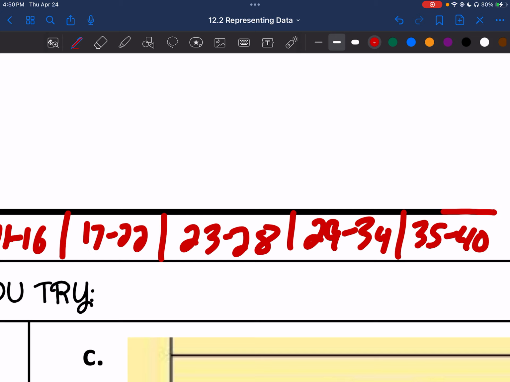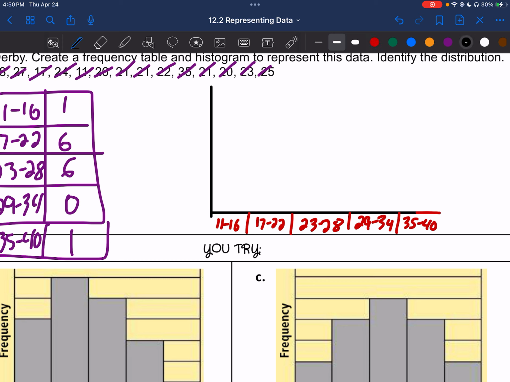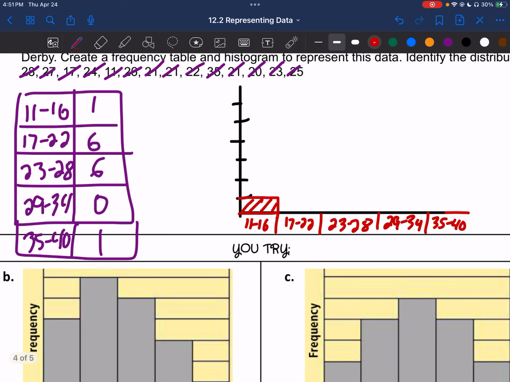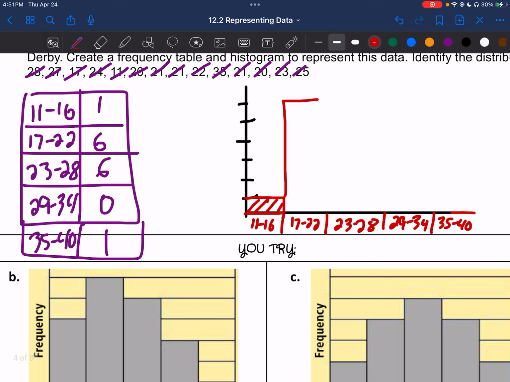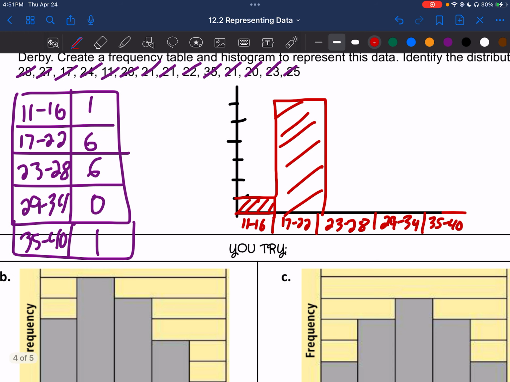All right. And we're going to just put some tick marks on here. So the highest value we have is 6. So 1, 2, 3, 4, 5, 6. So in my first box, there's my first bar. In the second box, 17 to 22, we have 6. So we're all the way up to here. In our next one, 23 to 28, still at 6. 29 to 34, none. 35 to 40, 1.